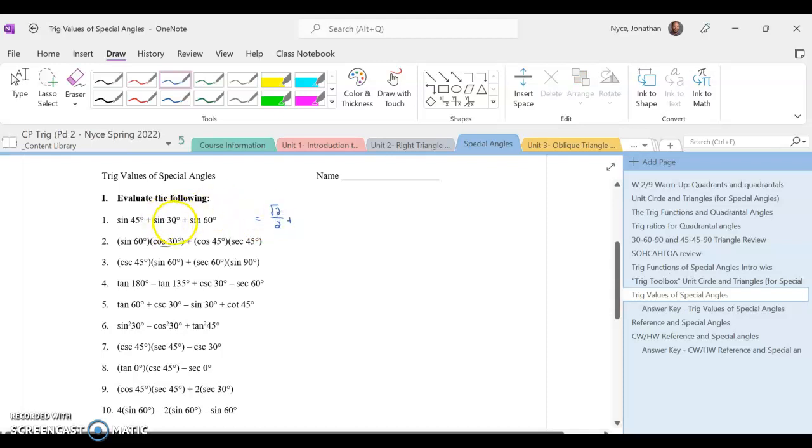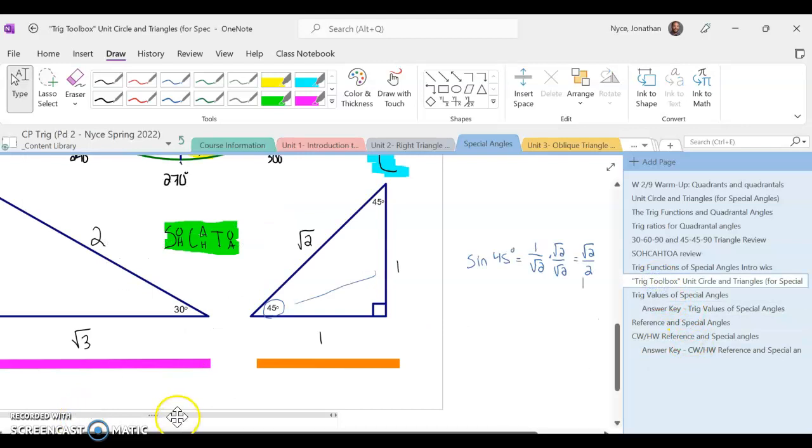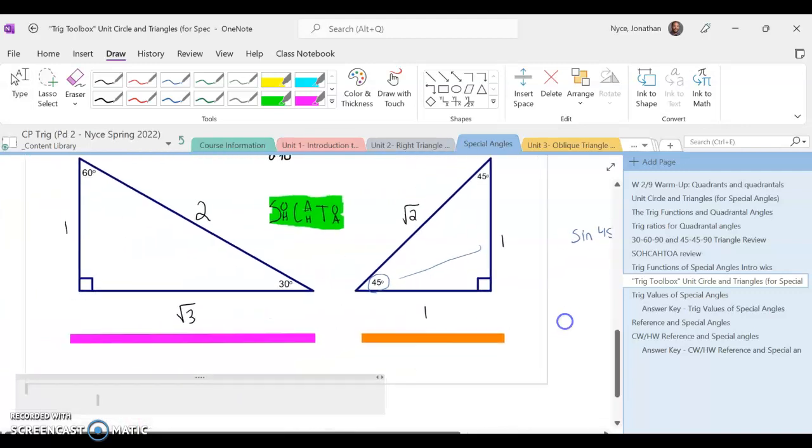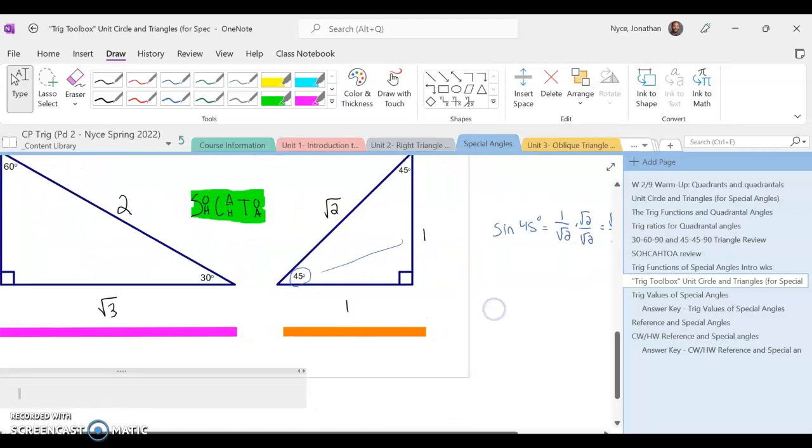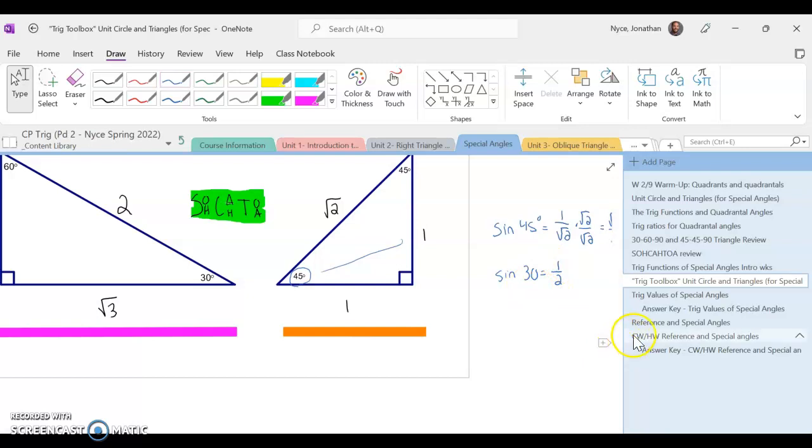Then I want to add to that the sine of 30 degrees. Well, to find the sine of 30 degrees, I go to the toolbox and look at my 30, 60, 90 triangle. I'm still doing sine, so I want to do opposite over hypotenuse. With respect to my 30-degree angle, the opposite side would be 1, and the hypotenuse would be 2. So sine of 30 degrees is 1 over 2, or 1/2.